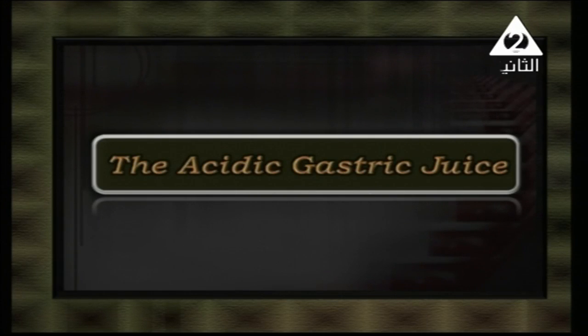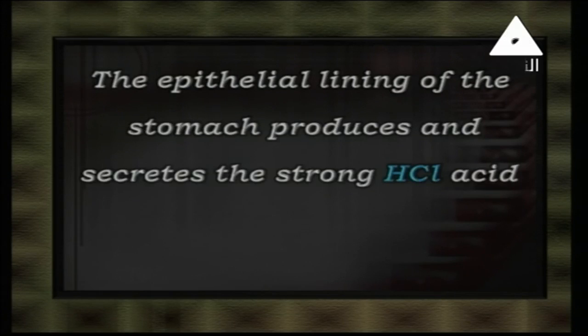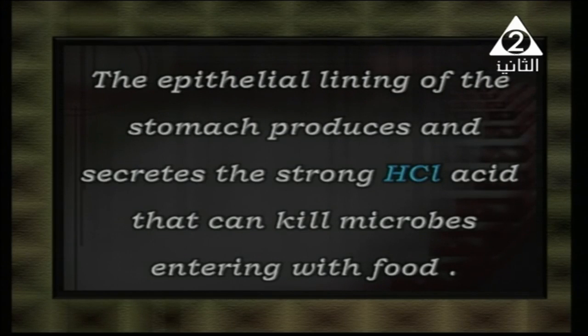Also we have the acidic gastric juice, which is secreted by your stomach. The epithelial lining of the stomach produces and secretes a very strong hydrochloric acid that can kill microbes entering with the food. So we have different mechanisms here, okay? Some fluids outside your body like tears and mucus and saliva, and some of them inside your body like hydrochloric acid, and so on. This is about the mechanism and how our body defends against the pathogens.